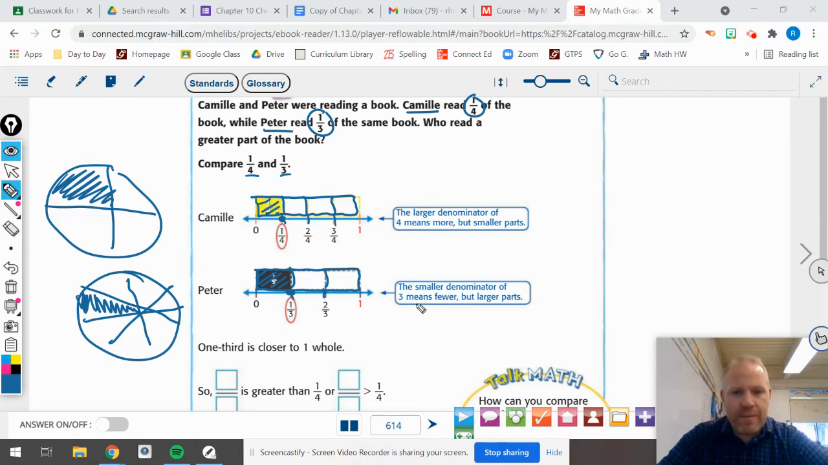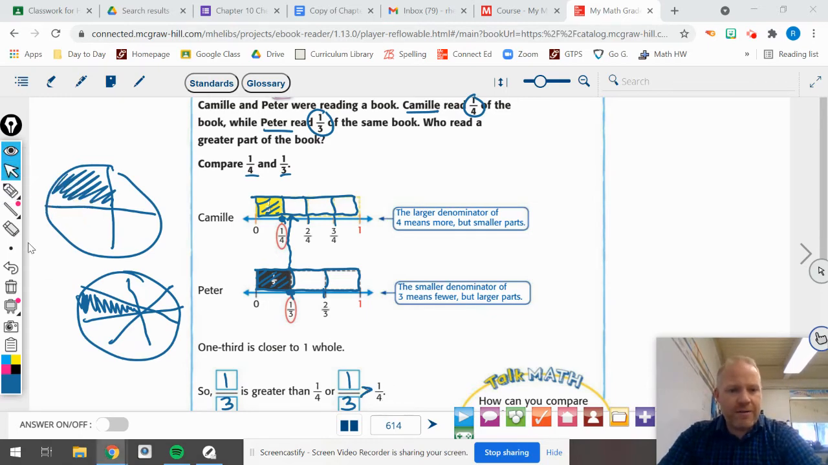So the smaller denominator means fewer parts, but larger parts. So 1/3 is closer to 1/2. You can see that 1/3 is further along than 1/4. 1/3 is bigger. So 1/3 is greater than 1/4.